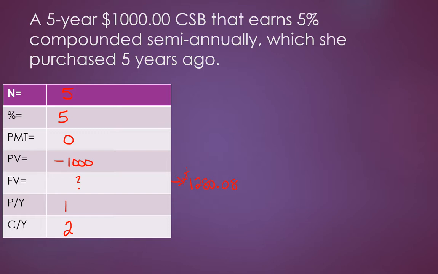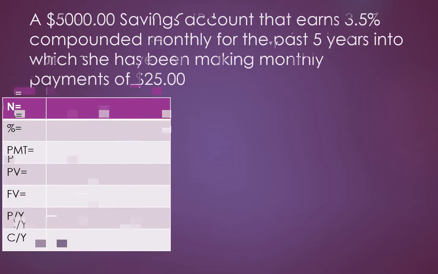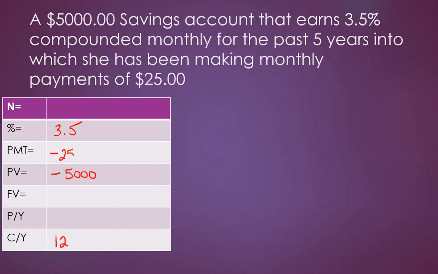The last investment's a little more complicated. She's making a $5,000 savings account, so her present value is negative $5,000. That's what she put in at the beginning. It's earning 3.5% compounded monthly for the past 5 years, into which she's also been making monthly payments. So she's making monthly payments of $25, and those are monthly. So the negative again because it's money coming out of her pocket.